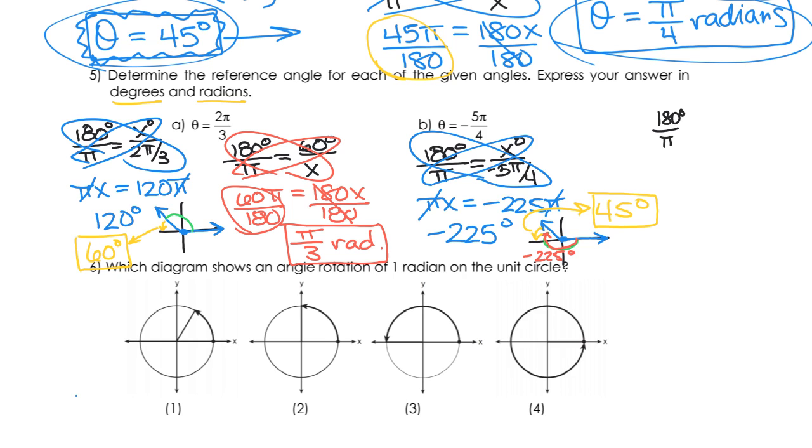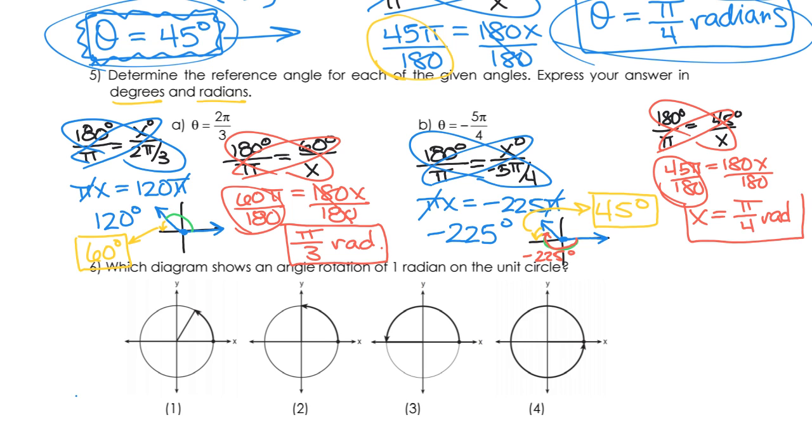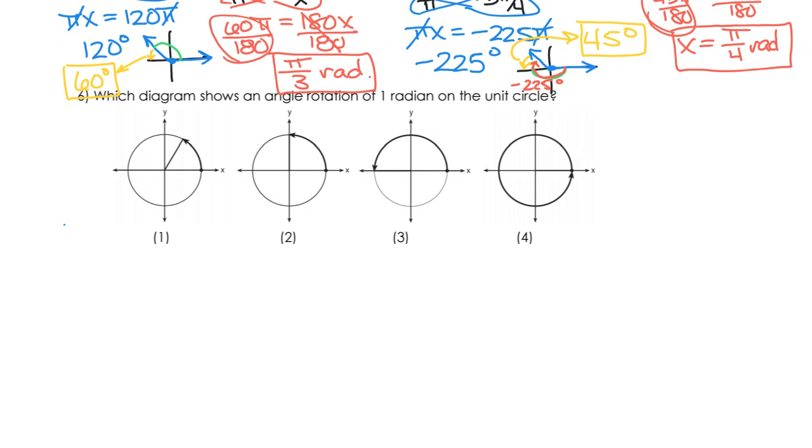180 degrees over pi radians is equal to 45 degrees over how many radians? And when we cross multiply, we get 45 pi equal to 180x. If we divide by 180, we end up with x coming out to equal, math frac that, and that is 1/4. So we'll say pi over 4 radians. Okay. Awesome. All right, last question.